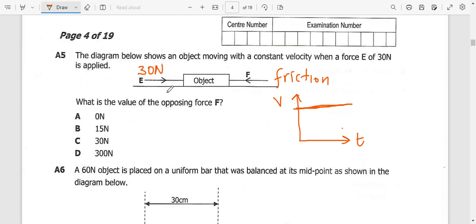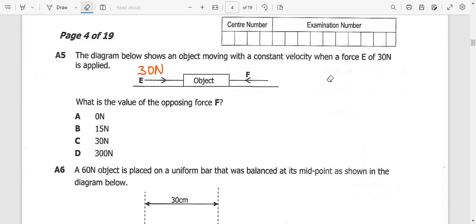So therefore, what does this tell us? Using Newton's second law of motion, do you know the equation for Newton's second law of motion? The equation is force equals mass times acceleration. Now this force is not any other force but is called net force. I can put net here.